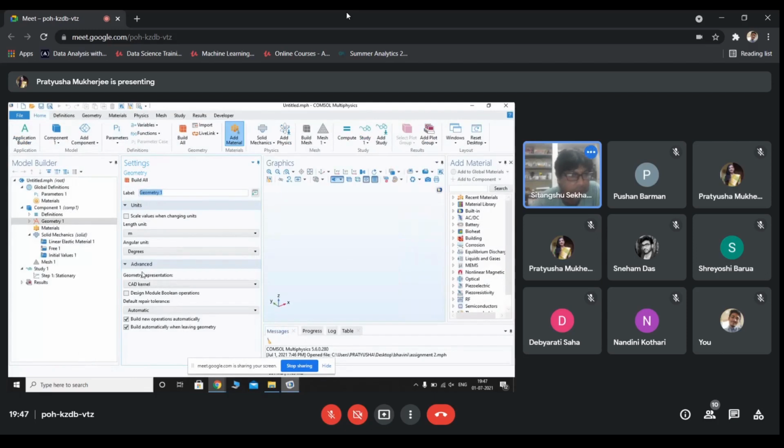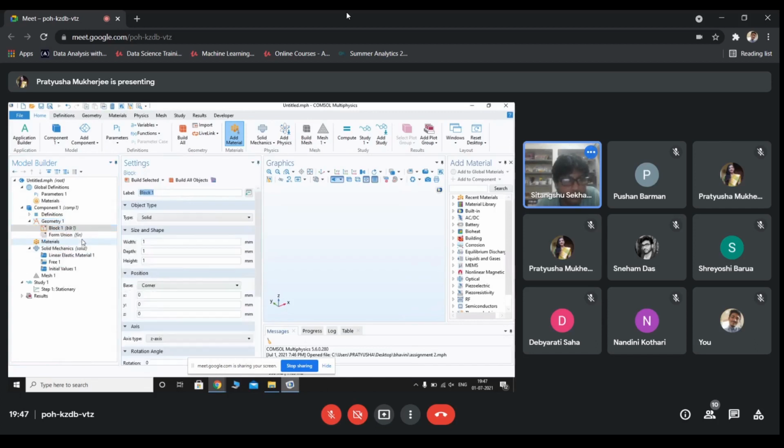Now change the unit. Here you add a block. Let the width be 20, the depth 30, and the length 1000. We want to see the deflection of a beam of length 1000. You build selected. Okay, so the beam has come.